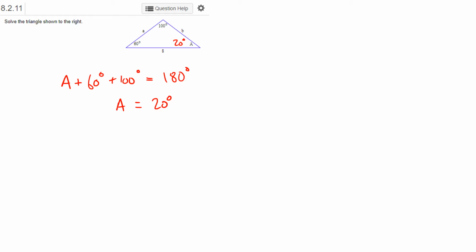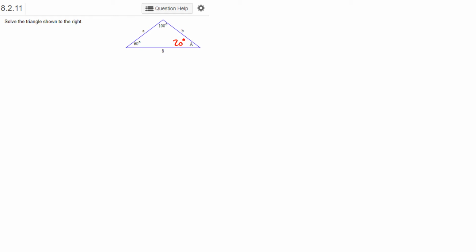Okay. Now, however, we're looking for some side lengths, but notice we are not in a right triangle. There is no 90-degree angle in this triangle, so we can't just use straightforward sines, cosines of angles. What we have to do is rely on something called the law of sines.